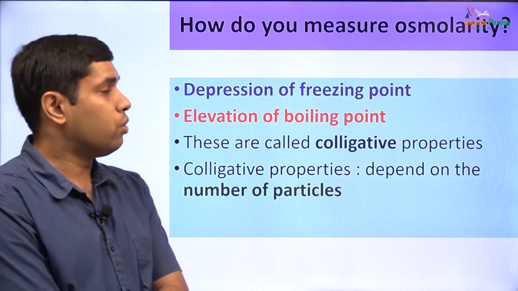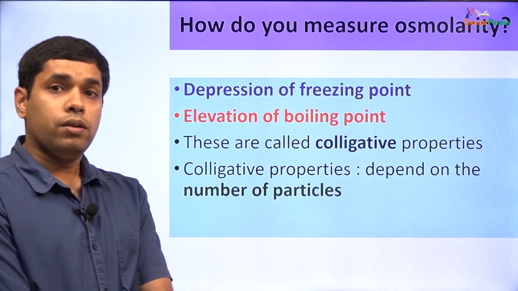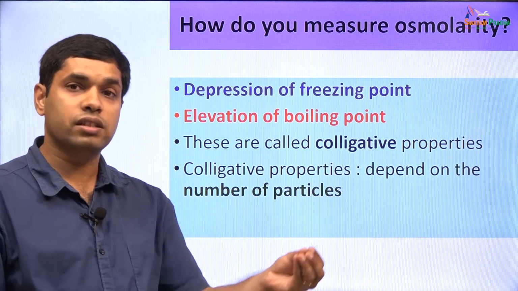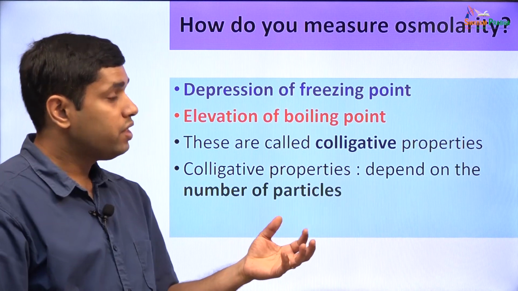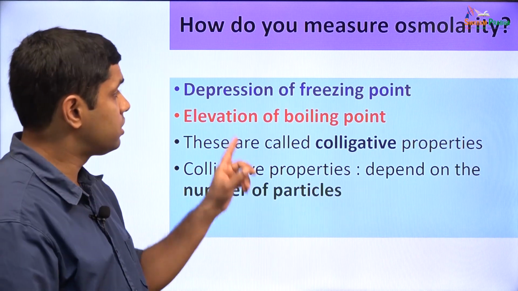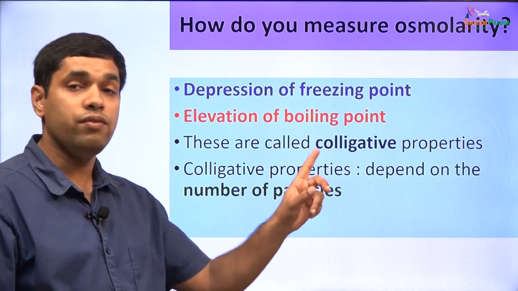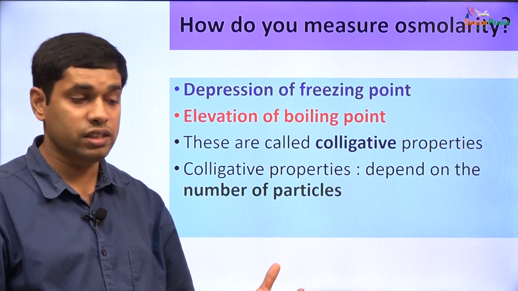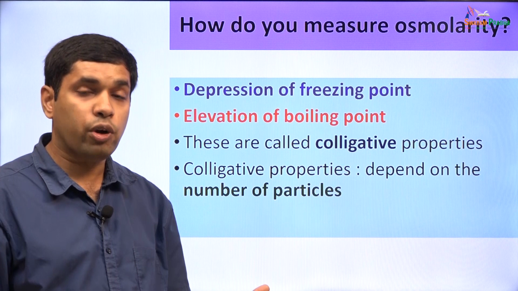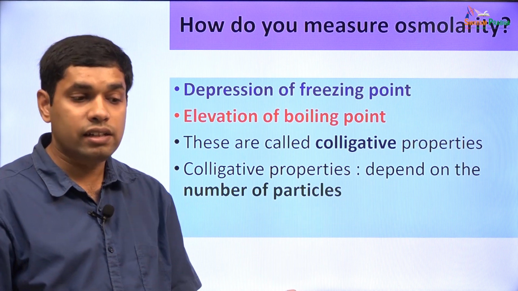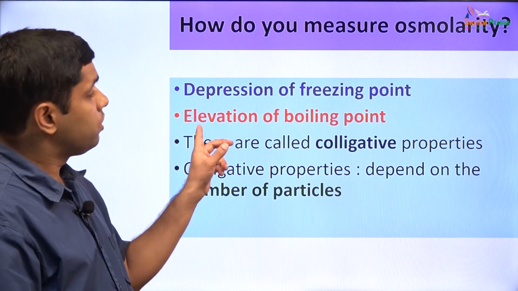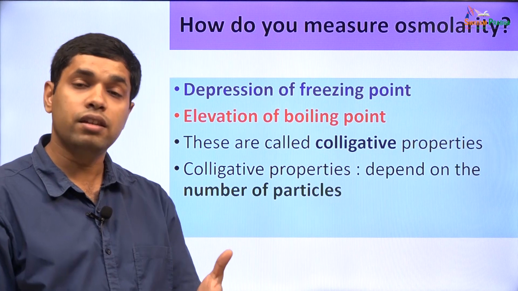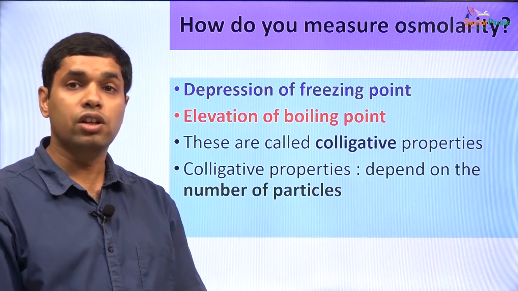How do we measure osmolarity? When you have a certain number of solute particles in a solution, this can affect some properties of the solution, such as the depression of freezing point or the elevation of boiling point. Now, we know that the boiling point of pure water is 100 degrees Celsius, and if there are impurities in the water, the boiling point gets elevated, or water boils at a little higher temperature. And the freezing point of pure water is 0 degrees Celsius; if we add impurities in water, the water would freeze at a lower temperature.